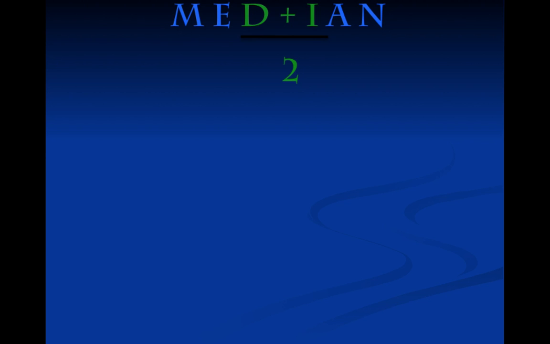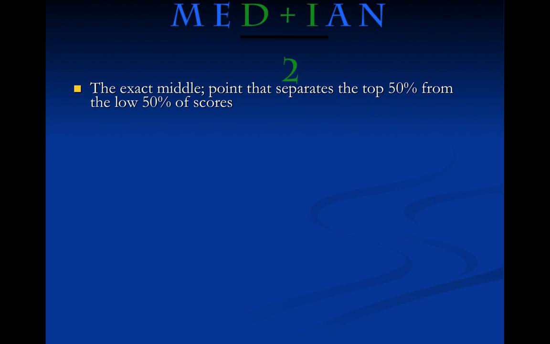So here, what is the median? The median is the exact middle point of your data set. The median is essentially the point that separates the top 50% from the low 50% of your scores.